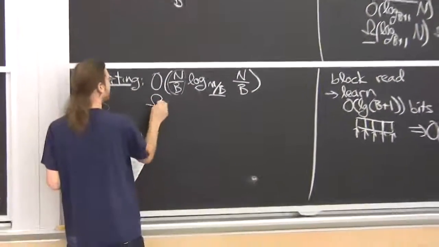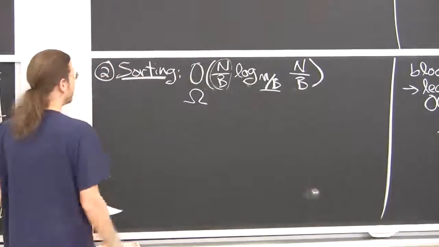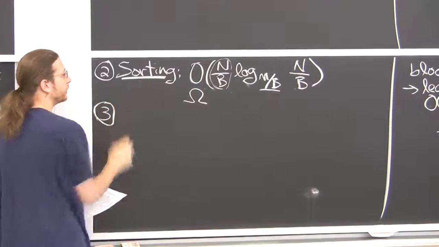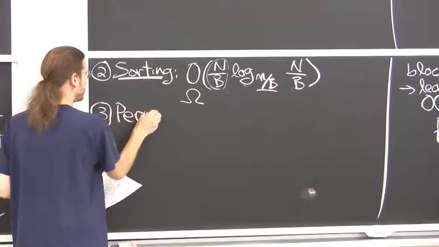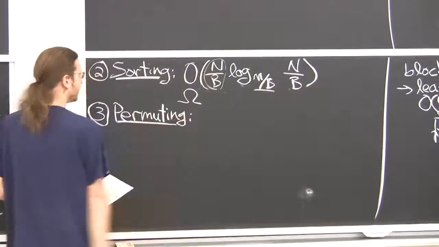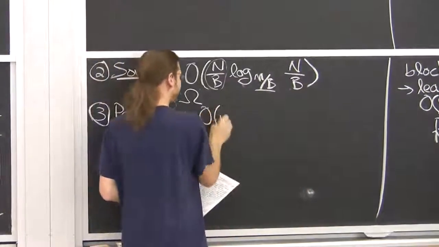There's also a matching lower bound in the comparison model, which we will not cover here. By next lecture, we'll know how to do sorting optimally. First, I want to tell you about a bunch of different ways, or different problems and results.